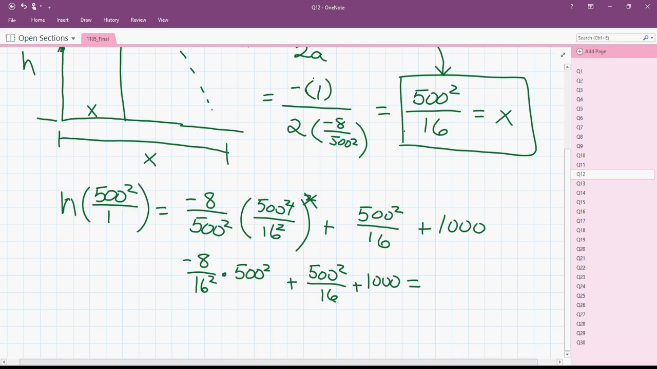Did you get an answer? Yep, I got the same thing. So if you plug this into your calculator, you get 8,812.5. So that would be our height.